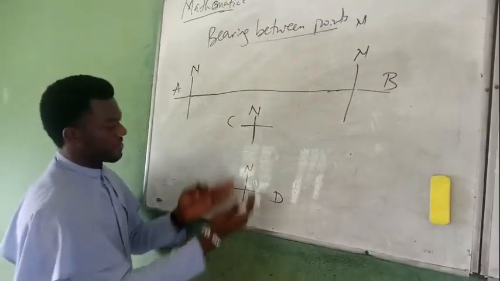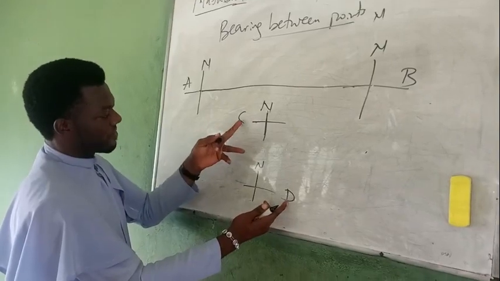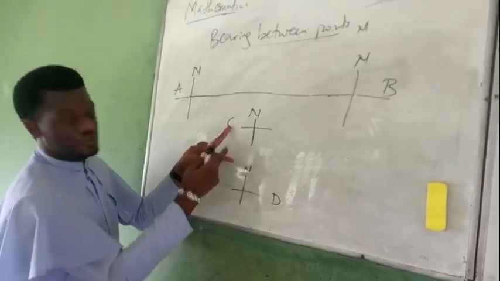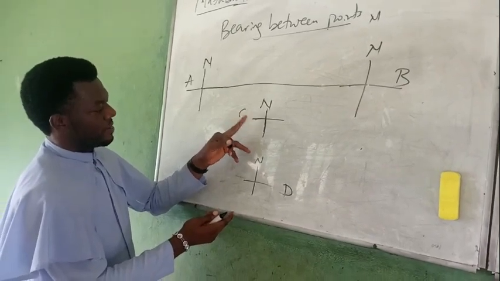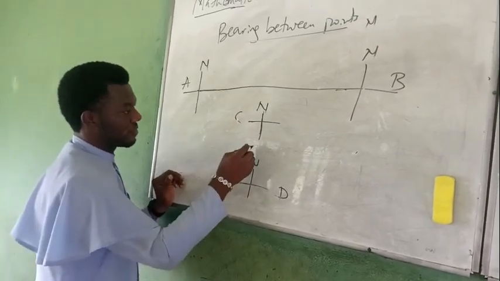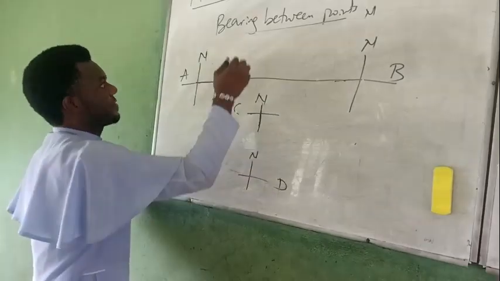In the same vein, from C to D, consider these 2 points. You see that from C, D is south. From C, let's write it there.